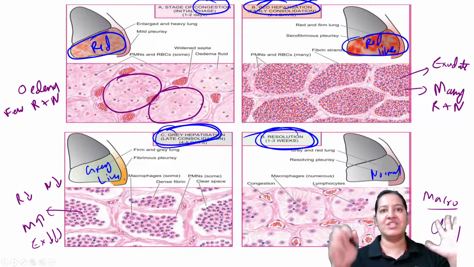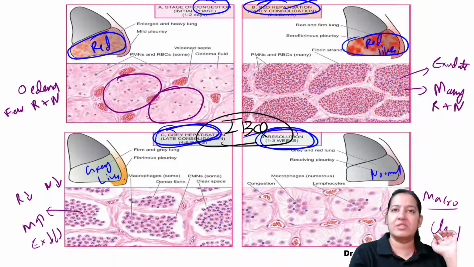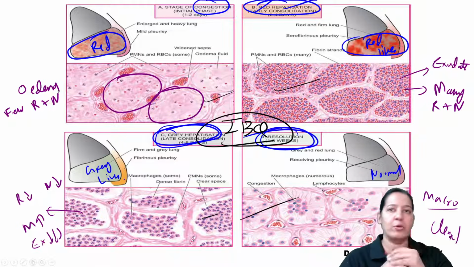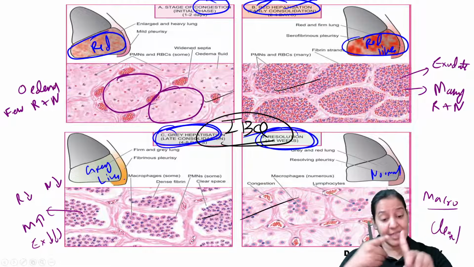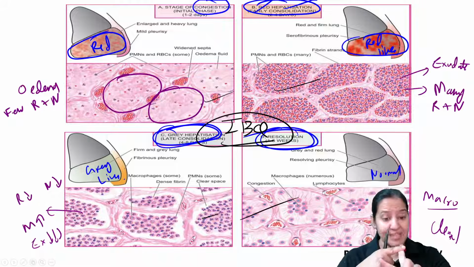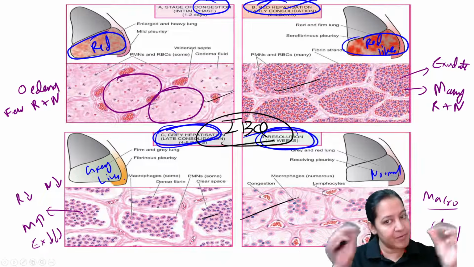Now, you can imagine how many beautiful image-based questions the examiner can frame from the 4 stages. The examiner can give you a diagram of any of the images, gross or microscopy, and can ask you the phase. This is a histological diagram of which phase of pneumonia? Is it stage of congestion, stage of red hepatization, gray hepatization, or resolution? So based on the cells, what cells are present in that image?